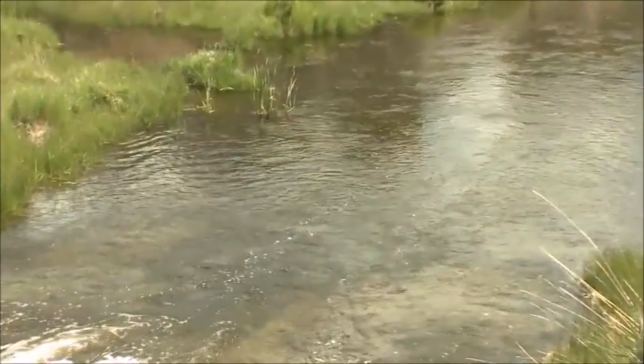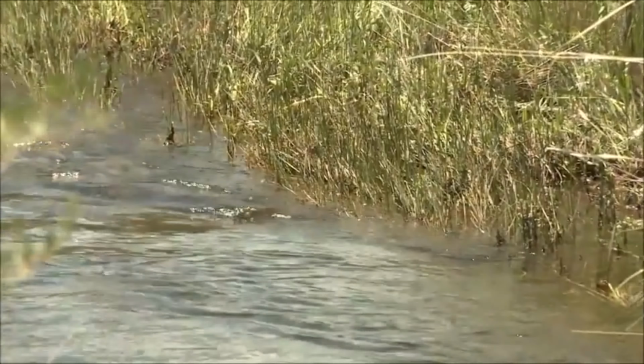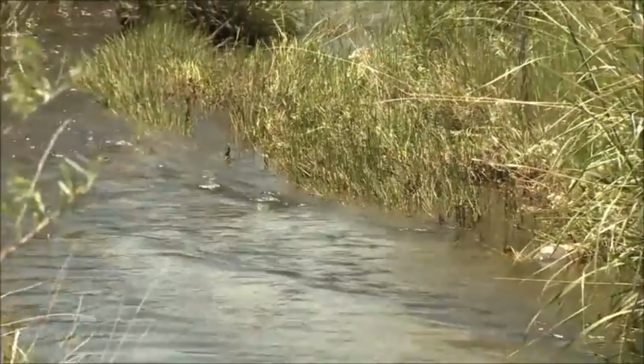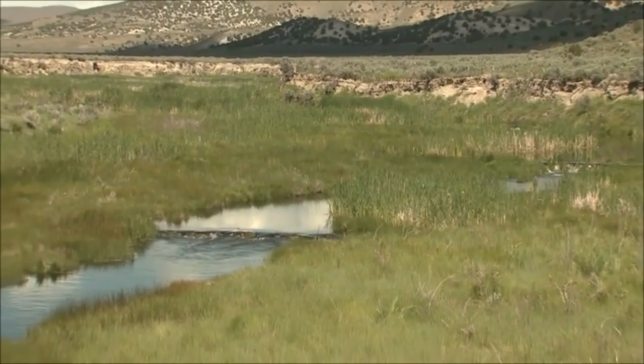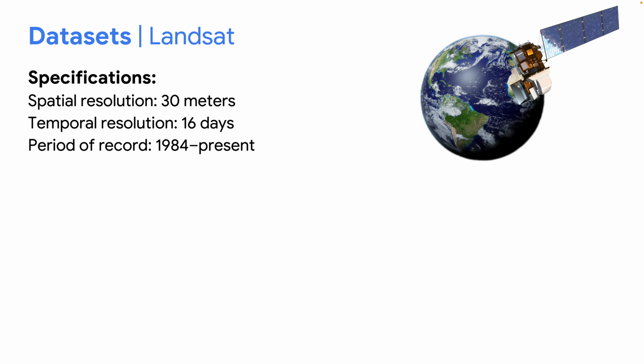In this video, we're going to walk through a demonstration of how to assess riparian vegetation productivity during the pre- and post-restoration period using satellite data while also accounting for climate. The satellite dataset is Landsat. Landsat is a multispectral satellite system that has collected data continuously during its modern period from 1984 to present day.